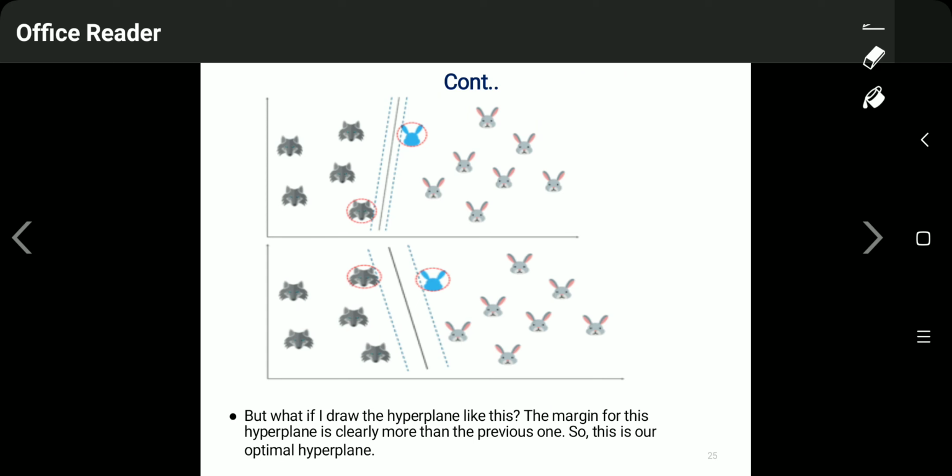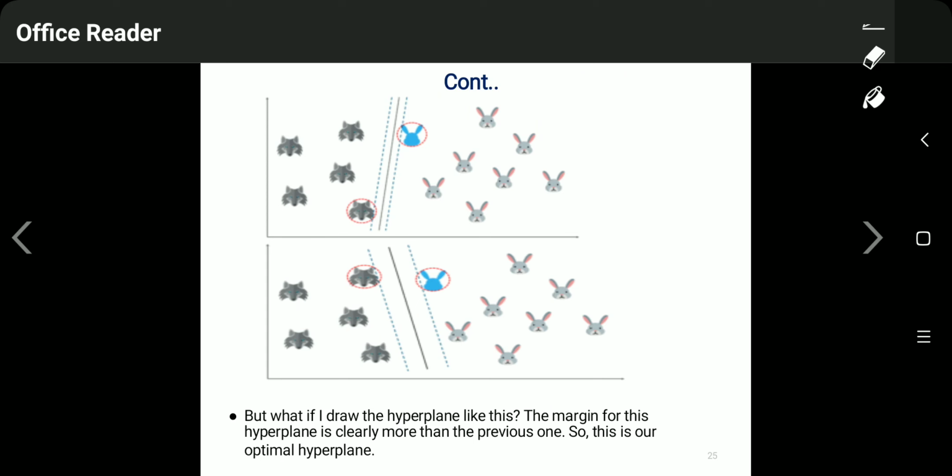Both are the same example, but in the first case, just see here, we have drawn a hyperplane in such a way that we have very little margin over here. Just see here, the same problem is solved by the second approach. We have drawn a hyperplane with a different alignment, and just see here the support vectors.